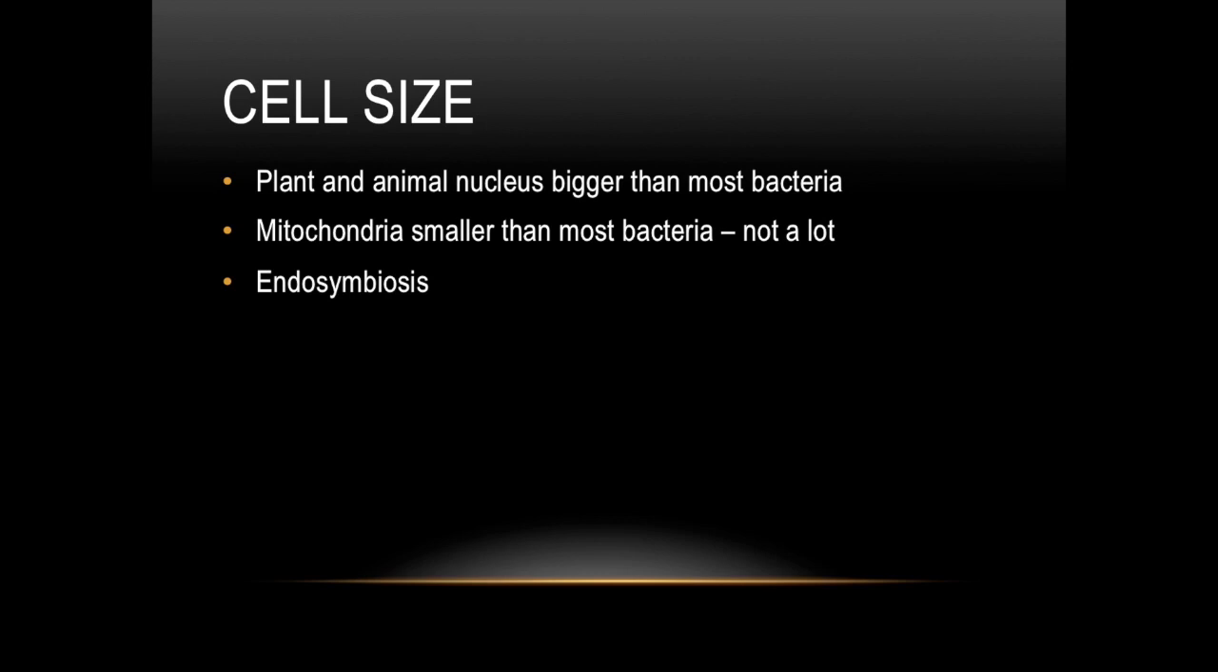Ostrich eggs, emu eggs, even bigger. Frog eggs, smaller. But notice most plant and animal cells, the nucleus is actually bigger than most bacteria. A mitochondrion is smaller than most bacteria, but not a lot smaller. And that's a preview of endosymbiotic hypothesis, how we got from prokaryotic to eukaryotic. Notice that viruses are even smaller. Ribosomes are even smaller than a virus. And then we get down to the macromolecules and smaller. So just having a small sense of the scale of things.